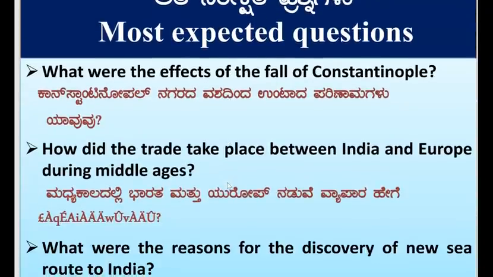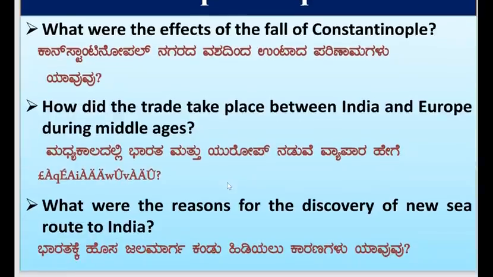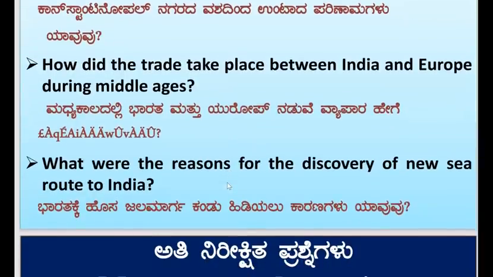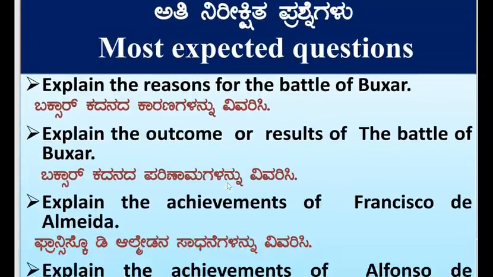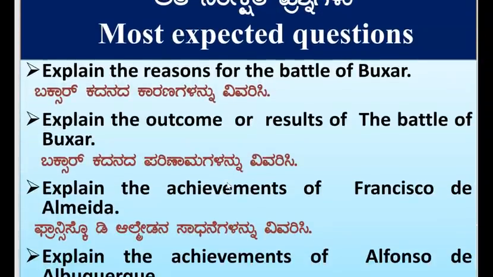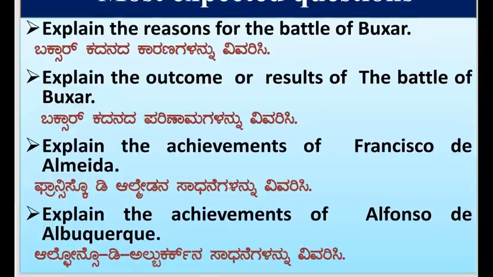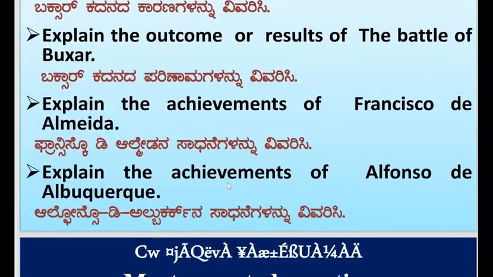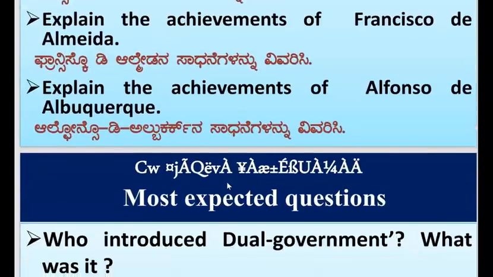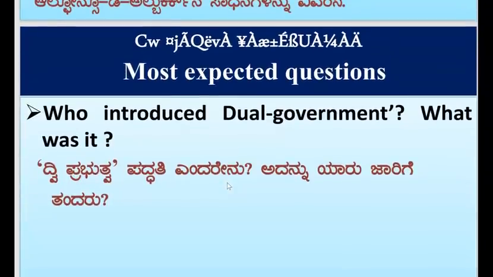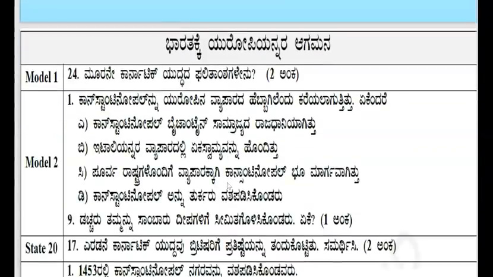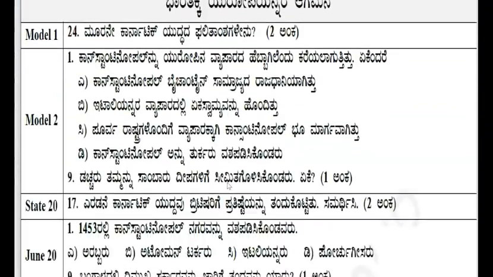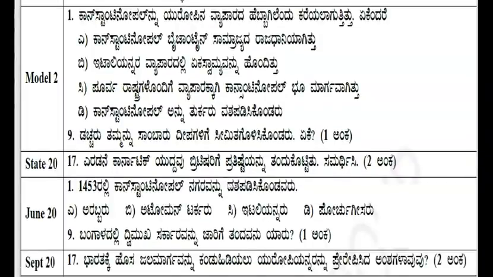What are the effects of the fall of Constantinople? How did the trade take place between India and Europe during the Middle Ages? What were the reasons for the discovery of the new sea route to India? Explain the reasons for the Battle of Buxar. Explain the outcome of the Battle of Buxar. Explain the achievements of Francisco de Almeida. Explain the achievements of Alfonso de Albuquerque. Who introduced dual government? What was it? And these are the questions for Kannada medium students. As you can see, in model paper 1, model paper 2, these were the questions.